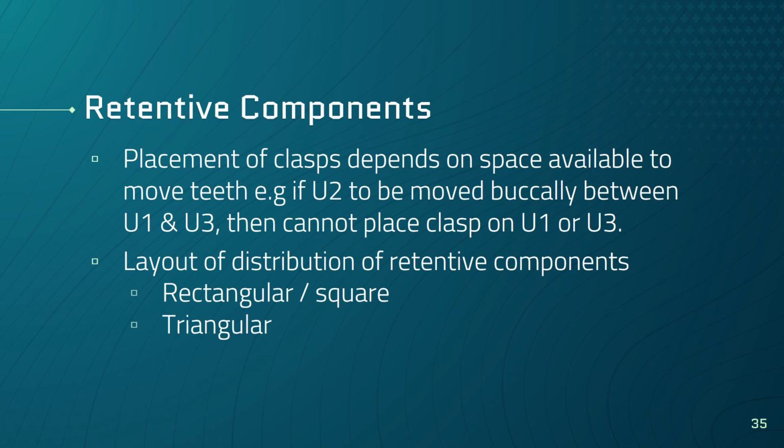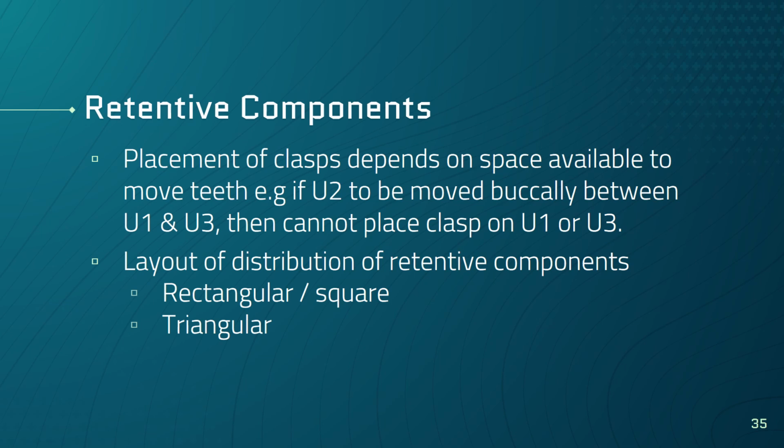Now, placement of the clasp depends on the space available to move the teeth. For example, if we want to move an upper lateral incisor into the space between the upper central and upper canine, then we cannot place a clasp on the upper canine or upper central incisors, as this will interfere with the movement of the upper lateral incisor.